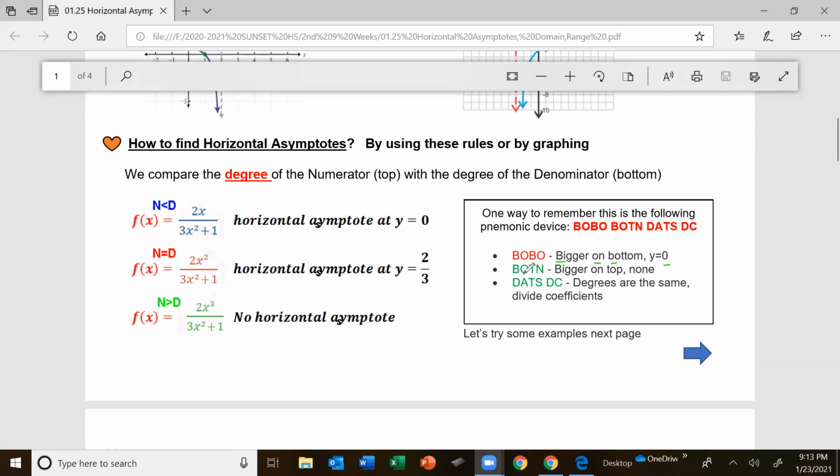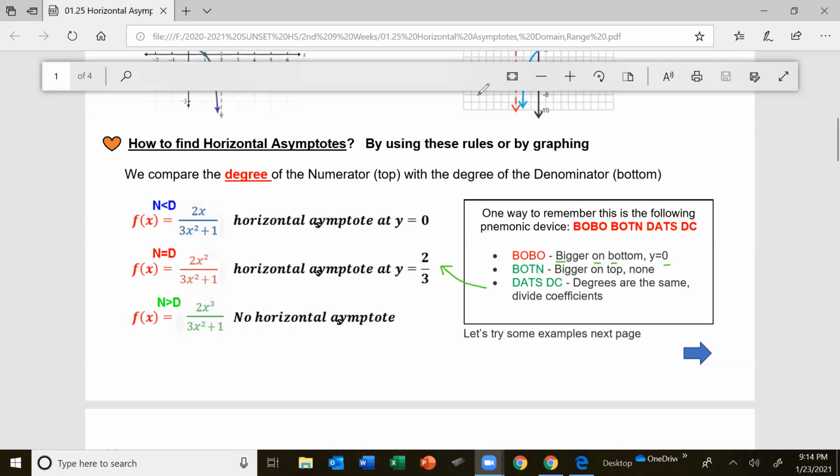And then the second one is bigger on top, none. As you can see on the last example right here, you see, none. And then the last one is degrees are the same. So we have that, DC. Degrees are the same, then you divide the coefficients, just like the second example that we see right here, okay? 2 over 3 is on the front, we call them the leading coefficients. And then we divide them to find the horizontal asymptote because we have the same degree, okay?